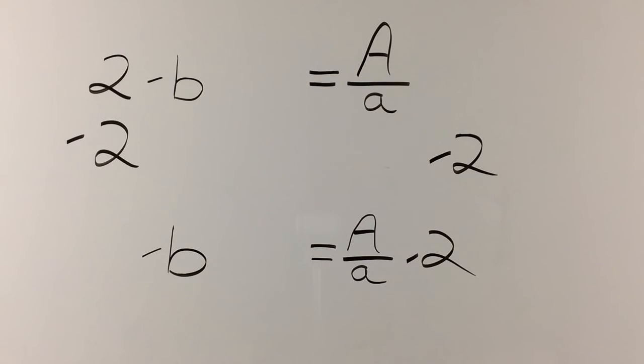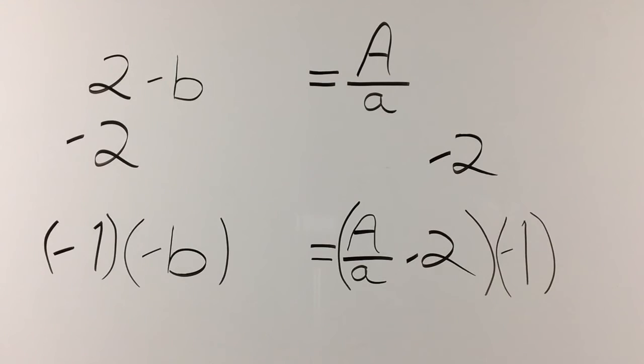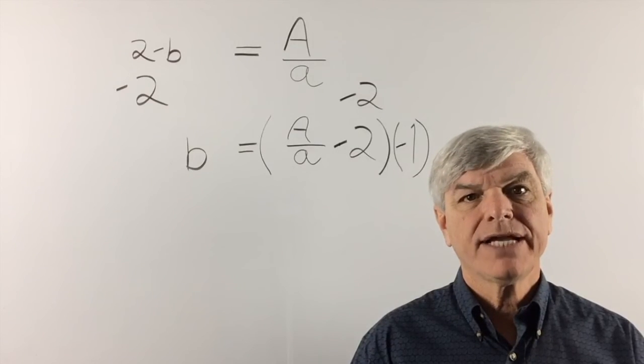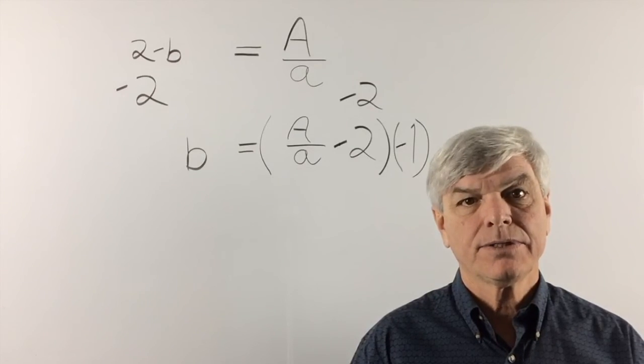Now to solve for a variable, it can't be negative. So we're going to multiply both sides by negative 1. Now on the left-hand side of the equation, we have negative 1 times negative b will equal positive b. Moving to the right-hand side of the equation, we have negative 1 times uppercase a over lowercase a minus 2.